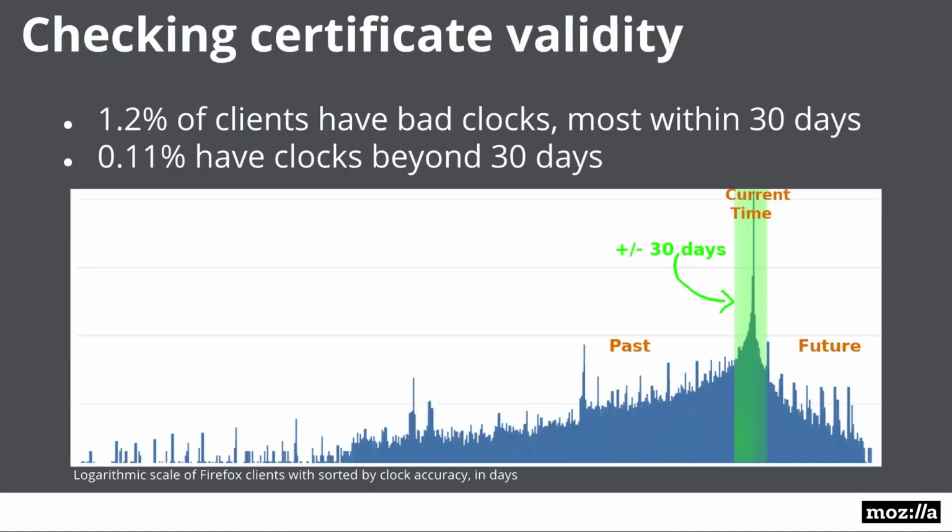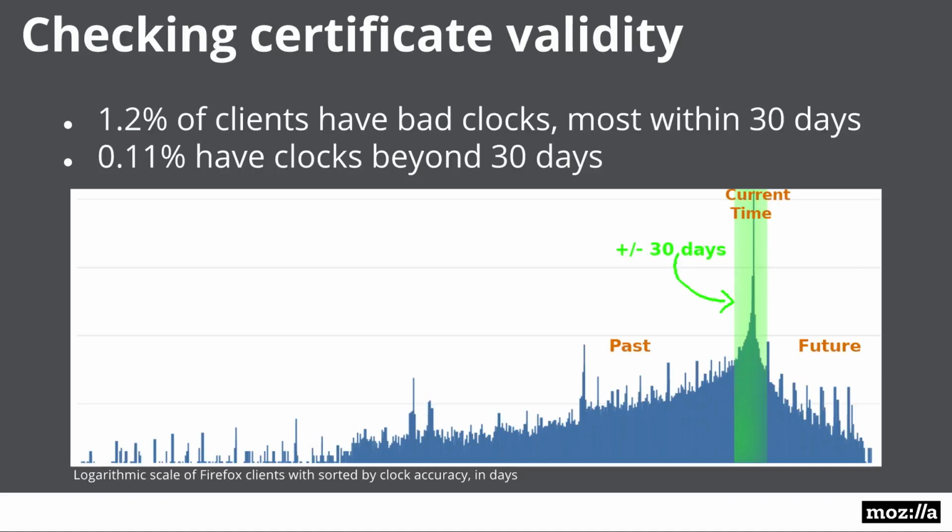Certificate validity essentially is a step that a client will take to verify that a certificate is currently valid and can currently sign data. The problem with this is that a significant portion of clients have clocks that are out of date. This graph, by the way, uses a logarithmic scale, so be careful how you read it. But the spike on the right side of the graph in the green box indicates users that are at the current time, that are up to date. And that's the majority of our users. That's really 98.8% of our users.